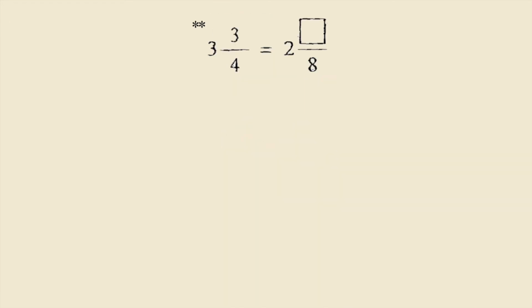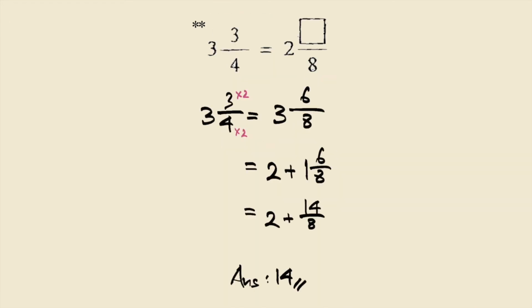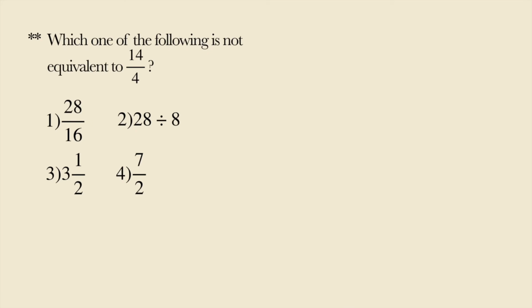Okay, so let's extract 2 wholes from here, or what did I do here? So I times 2, 3 and 6 over 8. Extract 2 wholes out from that 3 wholes. So you're left with 1 whole and 6 over 8. And then turn this into an improper fraction. So this is now 2 wholes and 14 over 8. 14 over 8. So the answer is 14, which is not equivalent to 14 over 4.